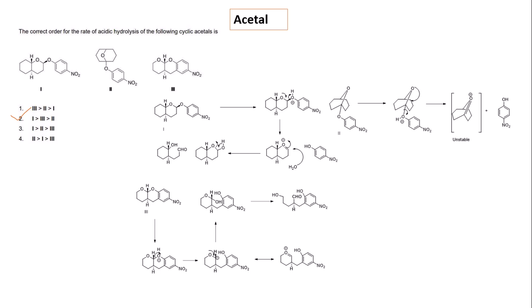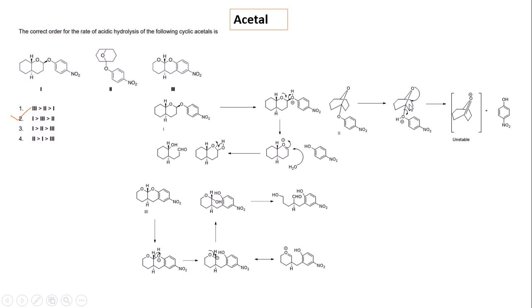Next is acetal hydrolysis. We know what acetal hydrolysis is: after acetal hydrolysis, the carbonyl group is generated. Here some cyclic acetals are given, and in these cyclic acetals, the most important one is substrate 2. We know that acetal hydrolysis takes place via an SN1 mechanism, that is, carbocation formation is the rate determining step.